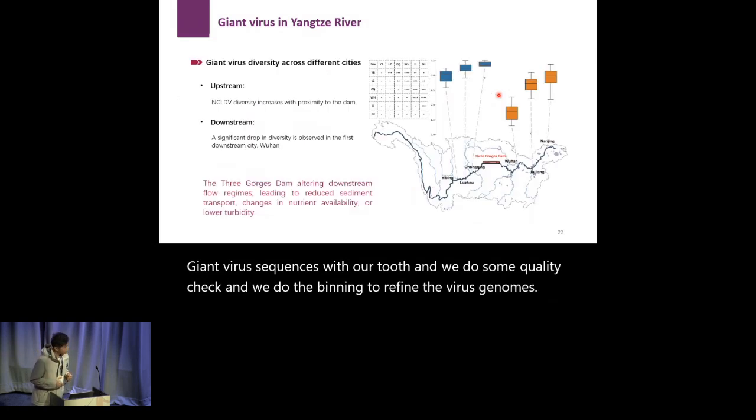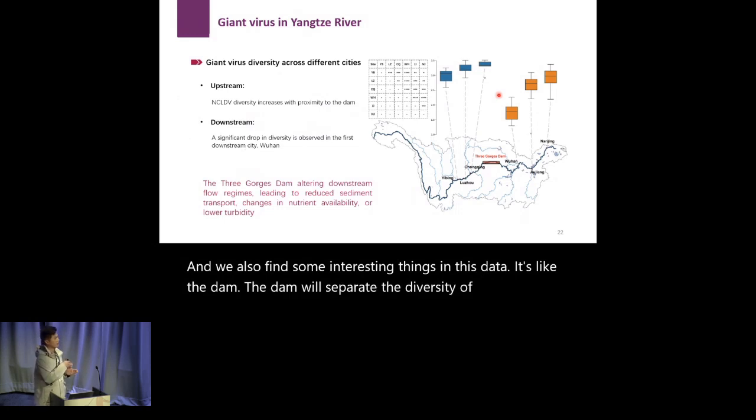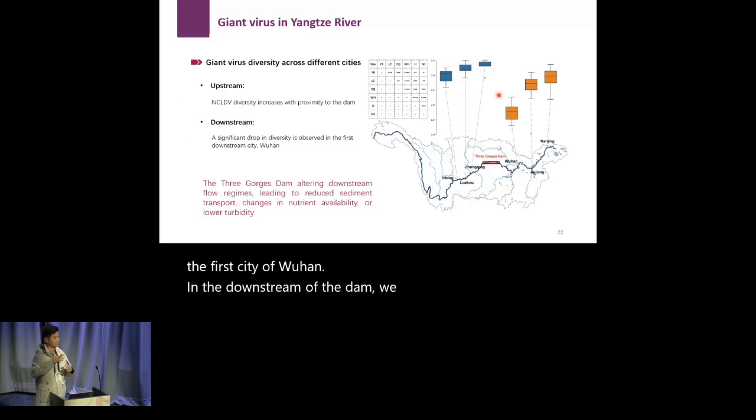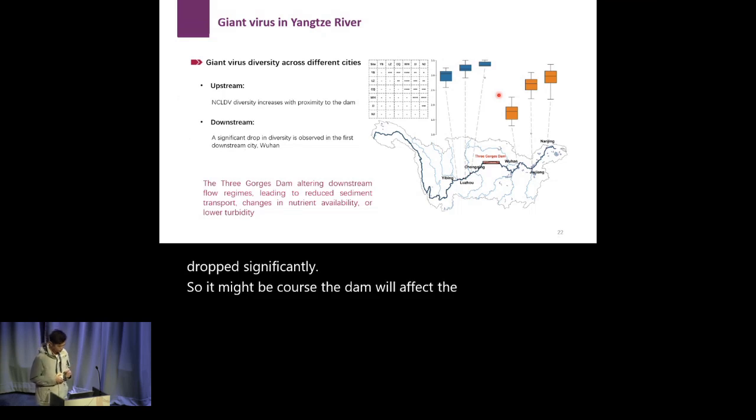And we also find some interesting things in this data. It's like the dam will separate the diversity of the GiantVirus. Along the upper stream, the diversity increased, but after the first city, Wuhan, in the downstream of the dam, we found the diversity drops significantly. So it might be because the dam will affect the environments.